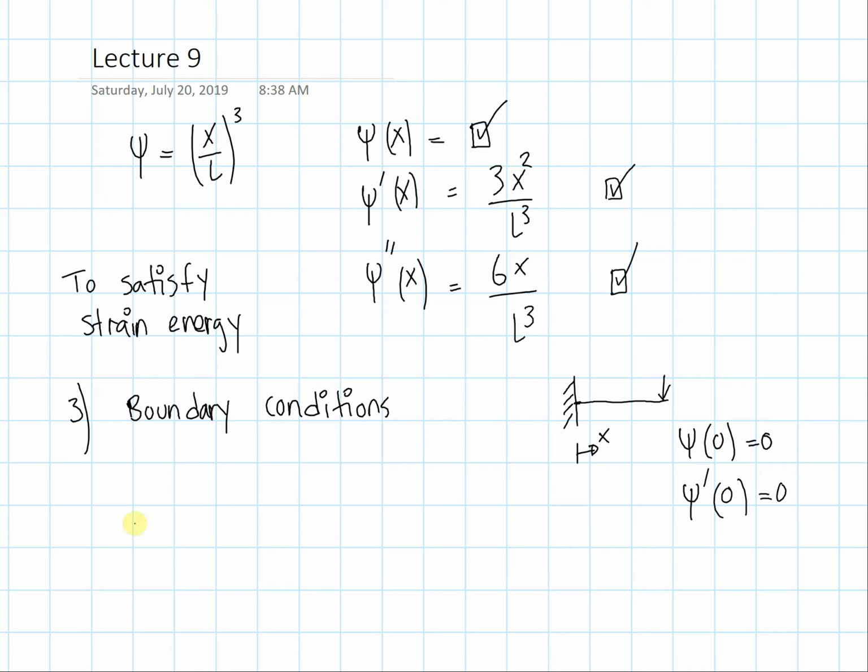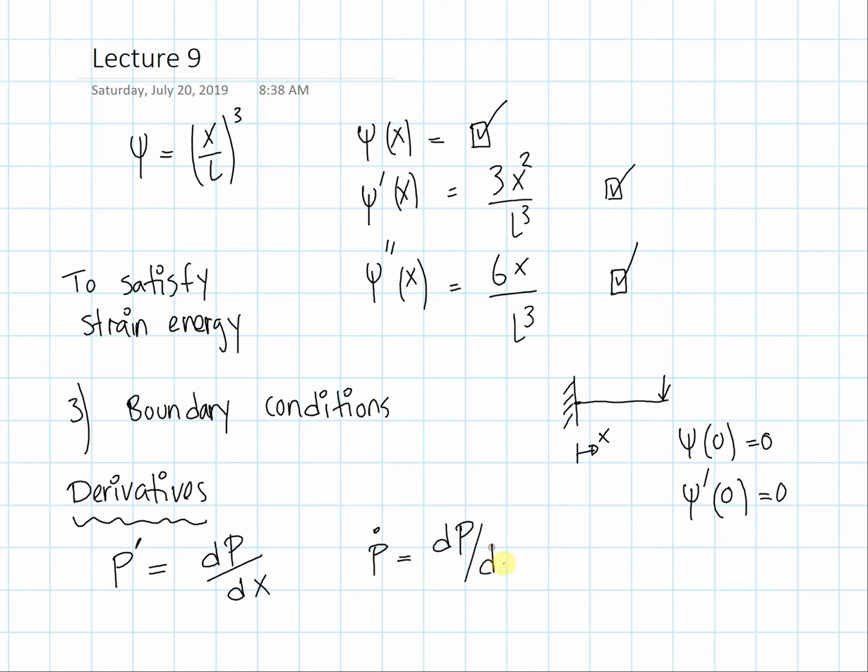Now, I like to make notes of something. Derivatives. In this particular lecture, we're going to be dealing with 2 different kinds of derivatives. If I have a function p and I put a prime over it, what that means is I am taking derivatives with regards to position x. Now, if I put a little circle or dot on it, it means that I'm taking derivatives with regards to time. So keep that in mind as we proceed.